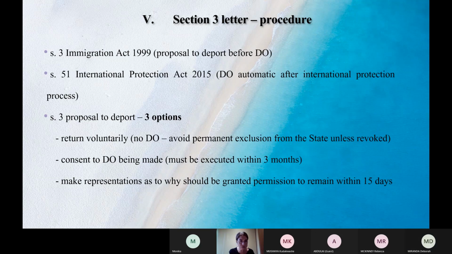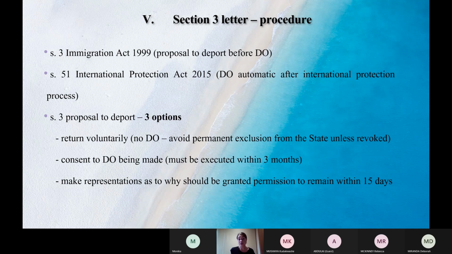How do I get rid of this? Sorry, I'm just not very tech savvy. It seems to have gotten a bit grid view. How do I get rid of these underneath? Do you see a line of pages underneath it? No, we can only see the slide that says Section 3 letter procedure. Okay, cool. It's just a bit small for me, but that's fine.